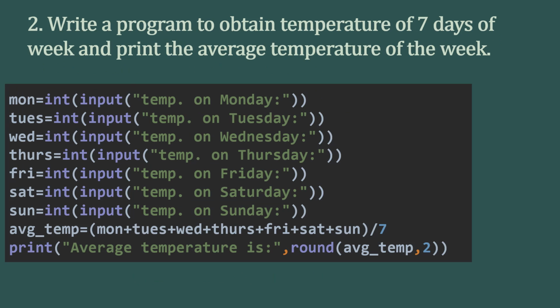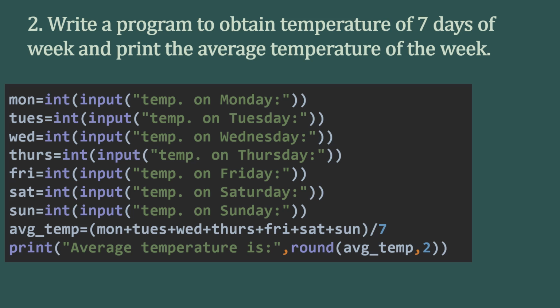Now write a program to obtain temperature of 7 days of week and print the average temperature of the week. Now we have taken the temperature of 7 days in 7 different variables, like Mon is to store the temperature of Monday, Tues is to store the temperature on Tuesday, and Wed is used to store the temperature on Wednesday. And while taking all these things, you should remember that you have to convert it into int or float value.